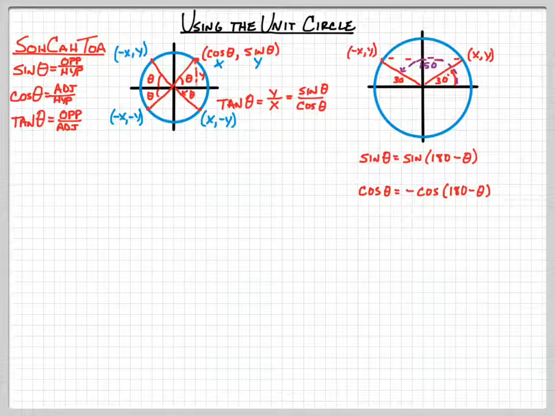So again, our theta is 30 degrees in quadrant 1. And our negative cosine is going to be 180 degrees minus that 30 degrees. So that gives us that mirror image, and we're looking at 150 degrees, but we've got an opposite value, or a negative value for x. So that's a relationship that we have there.